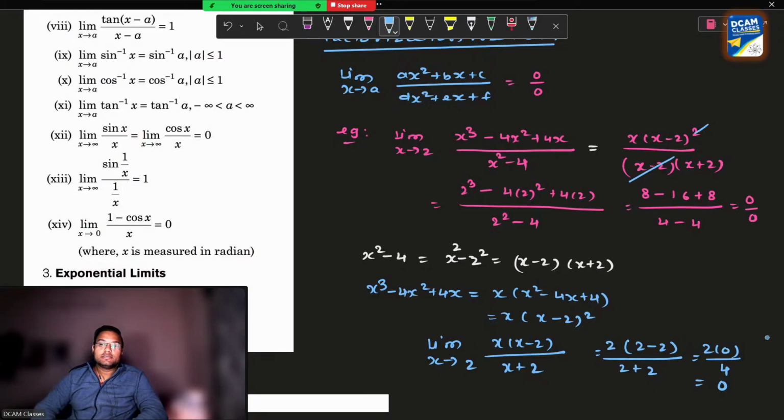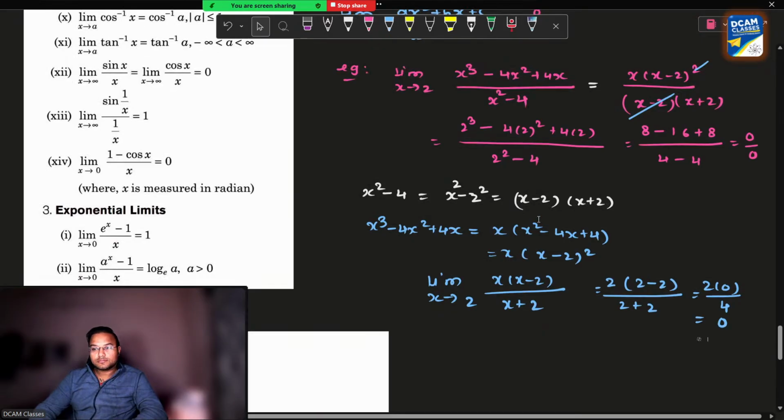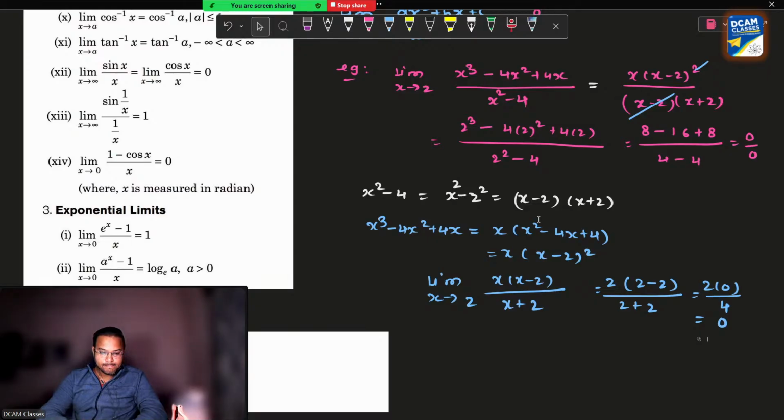In the factorization method, what we do is create the factors and simplify the expression in the form of factors, and then we try to cancel out the common factors in the numerator and denominator. Understood? Yes. Now, can you solve one question I'm giving you?